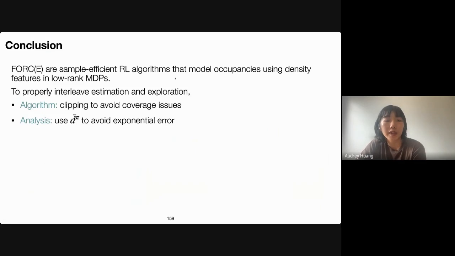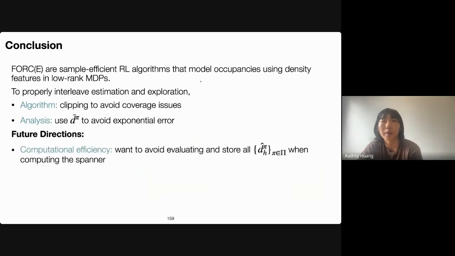And then to properly interleave estimation and exploration in our algorithm, we had to clip to avoid coverage issues, but we also had to make some key changes in our analysis where we used d bar pi to avoid exponential error. So the main future direction that we want to go with this paper is that our current method isn't computationally efficient because we have to evaluate and store the estimated occupancies of all policies to compute the spanner, which is something we want to avoid.